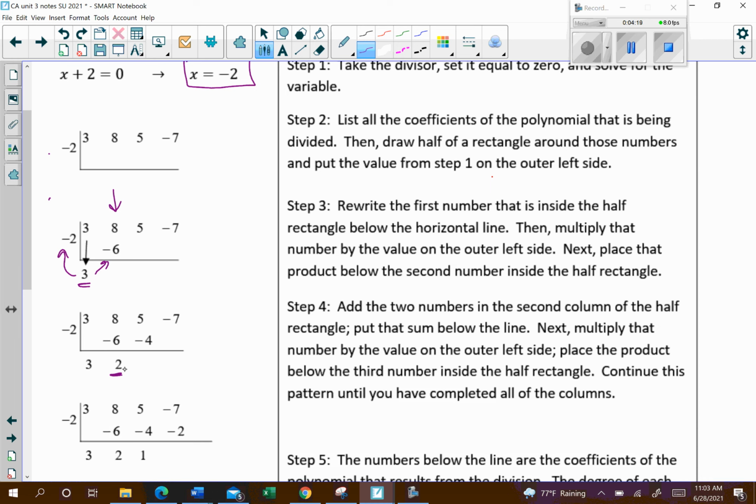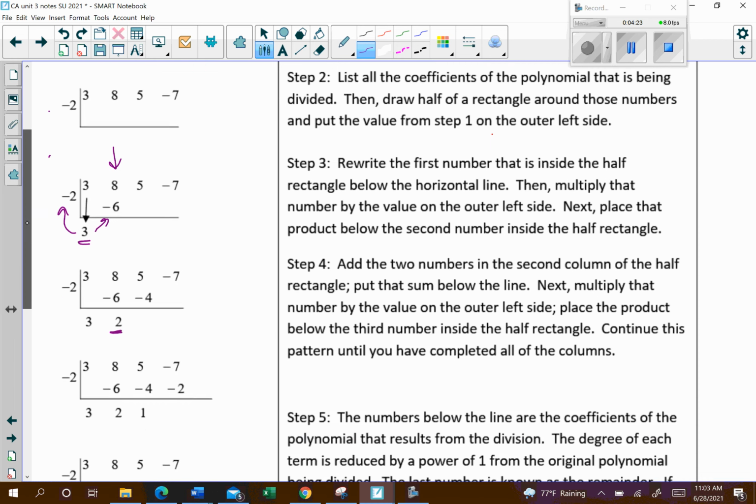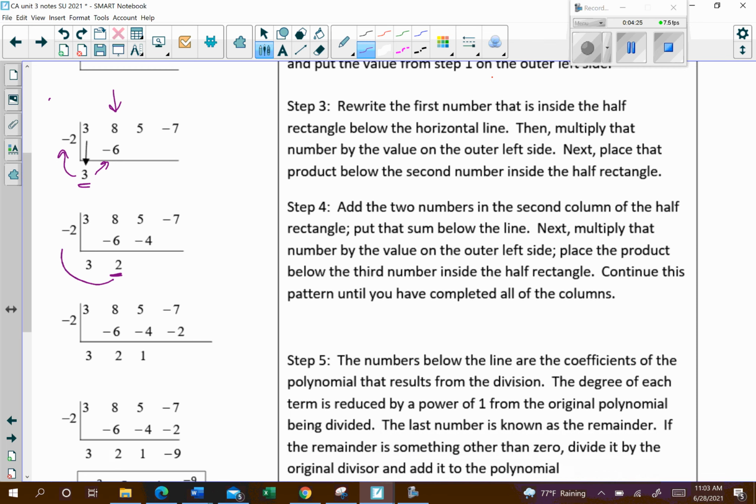Okay? And then basically I'm going to just do the same thing over again. I'm going to take this, I'm going to multiply it by negative 2, which is negative 4. And so I put it in my next column, column 3. And then you add those two columns going down. 5 plus negative 4 is 1.